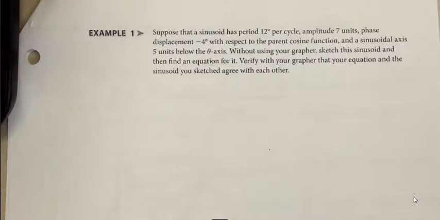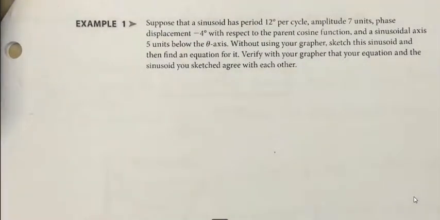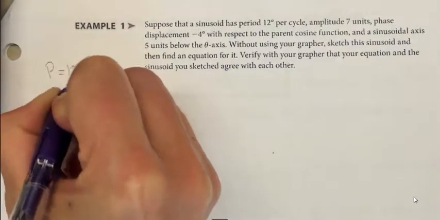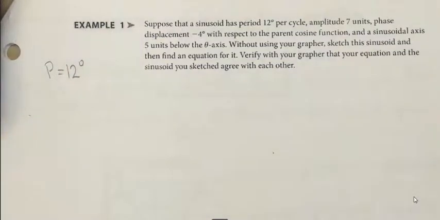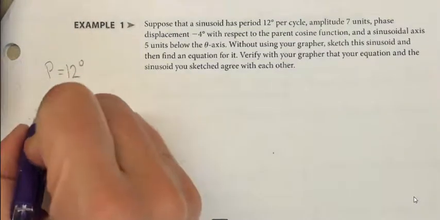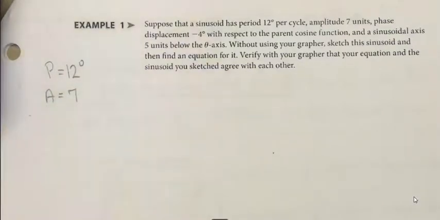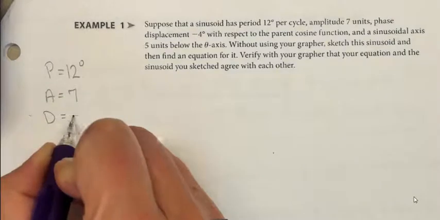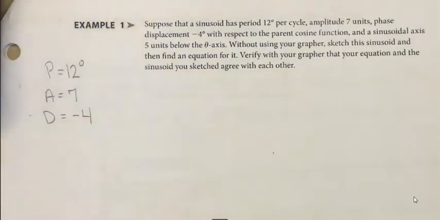Moving on to example 1. Suppose a sinusoid has period 12 degrees per cycle. So your period is 12 degrees. Amplitude is 7 units. Phase displacement, that horizontal shift, we can call that D, I think. D is -4 with respect to the parent cosine function, and we have a sinusoidal axis 5 units below.